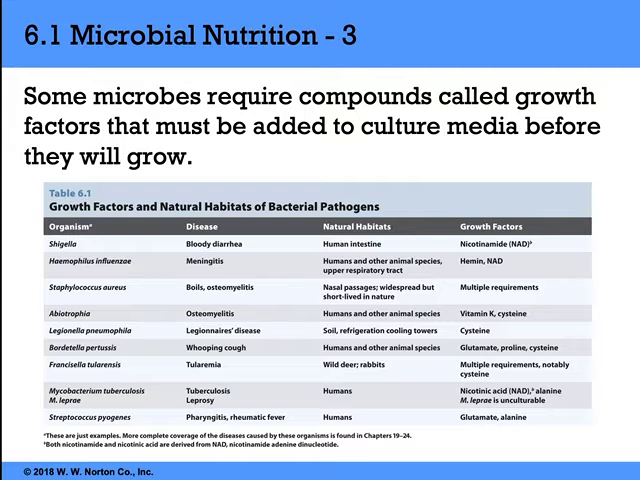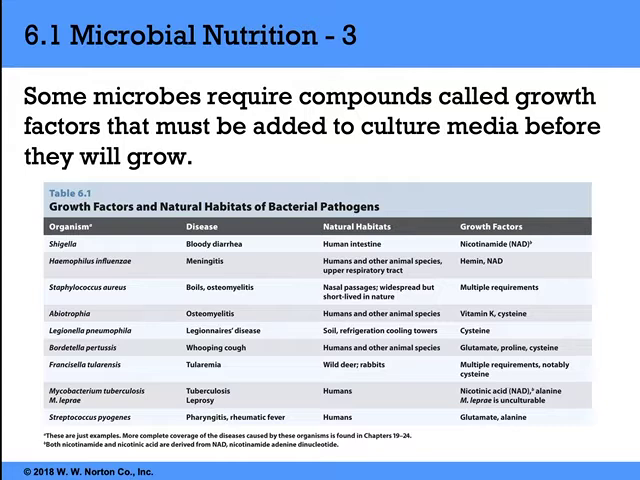Okay, so example would be Shigella, right? And the growth factor is something called NAD, which is essentially a B vitamin. All right, Haemophilus influenza needs hemin and NAD. Staph aureus has a variety of requirements. Legionella needs cysteine. Okay, Bordetella pertussis needs glutamate, proline, and cysteine. And Mycobacterium tuberculosis and Mycobacterium leprae need NAD, alanine.